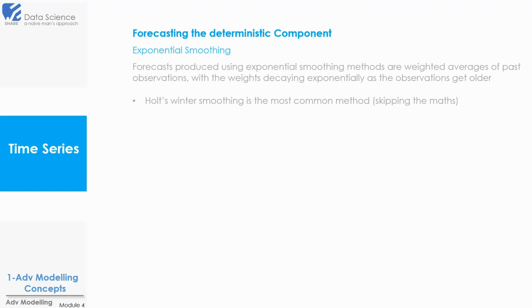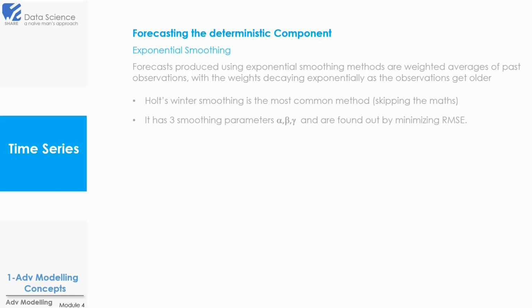Now it has three smoothing parameters, alpha, beta and gamma. And they are found out by minimizing RMSE. We will see its implementation when we do the assignment in R. So that is how we use exponential smoothing.